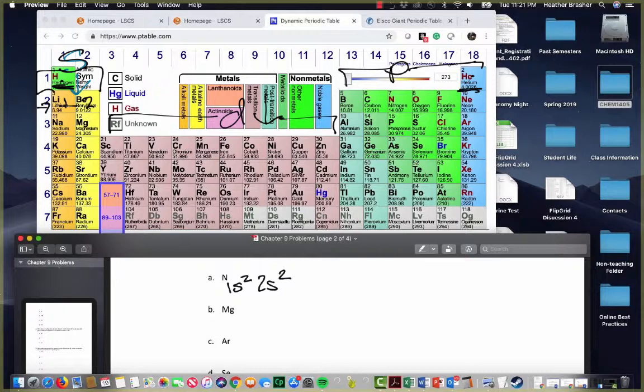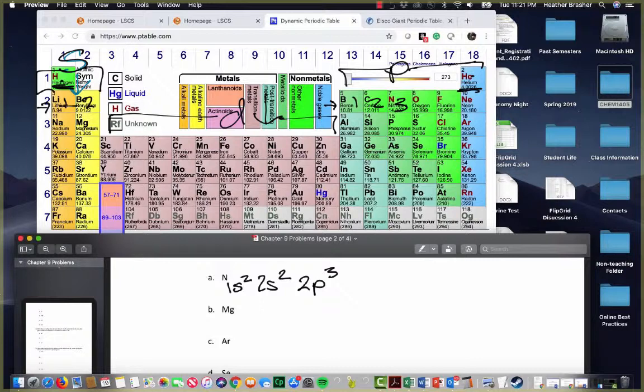And then we go across here, and this is where we start doing our P. And we're on the second row still, so it's 2p, and then we go 1, 2, and we're 3 over. So it's 1s2, 2s2, and then 2p3. So that's the electron configuration there.